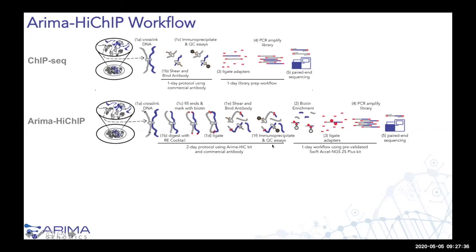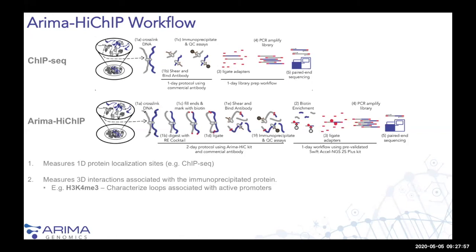After you do your IP here, you do your HiC style library prep to enrich for the ligation junctions. So in this workflow, there are essentially two enrichments, one for the protein and then one for the ligation junctions. This technology inherently measures the 1D protein localization sites that you would get from ChIP-seq, and also the 3D interactions associated with that immunoprecipitated protein. Lots of customers so far are using this technology as a tool to characterize chromatin loops that are associated with active promoters or active enhancers.